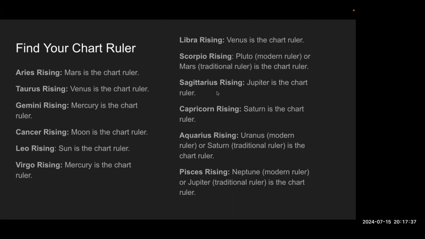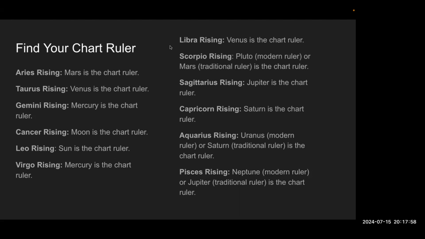If the first house is ruled by Mars, but your rising is Cancer and ruled by the moon, do you have to incorporate that as well? So Michelle, if you are a Cancer rising, that means that you are ruled by the moon, and that means the moon is your chart ruler.